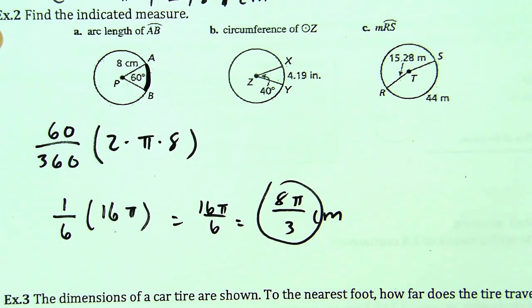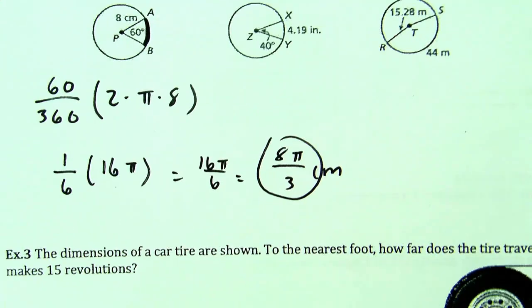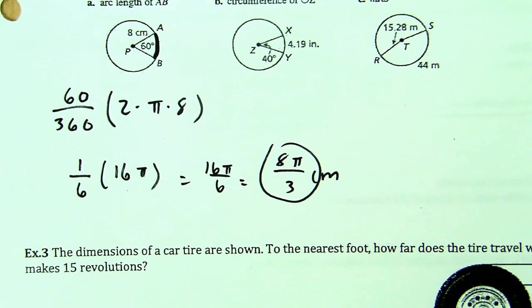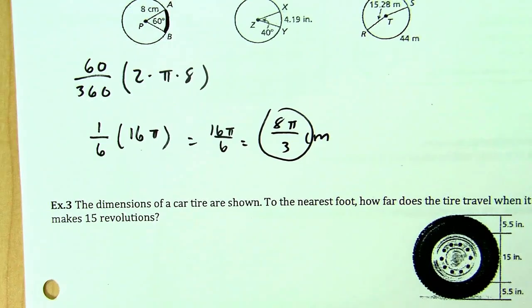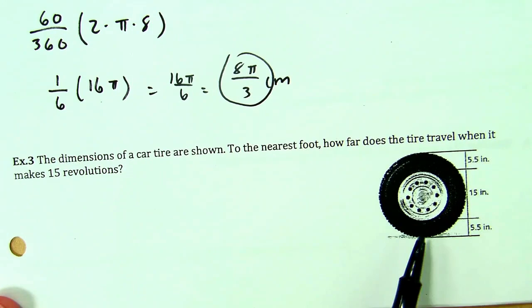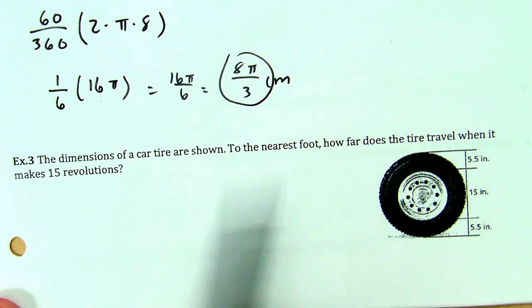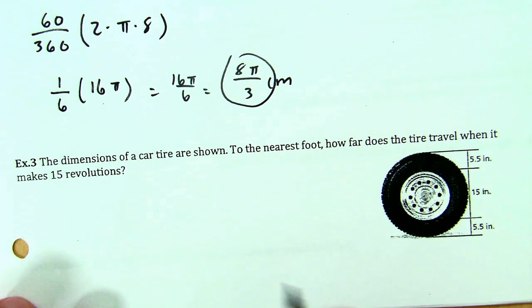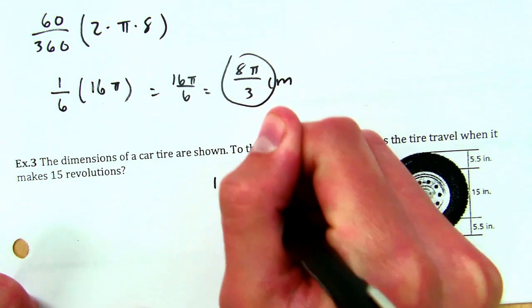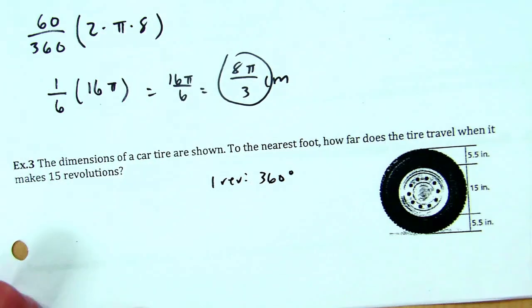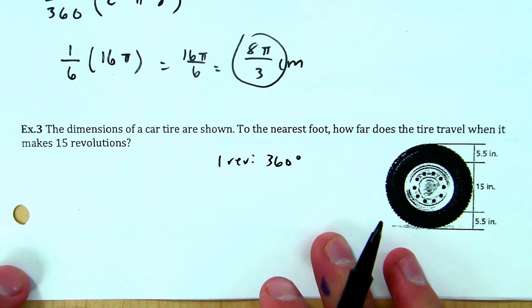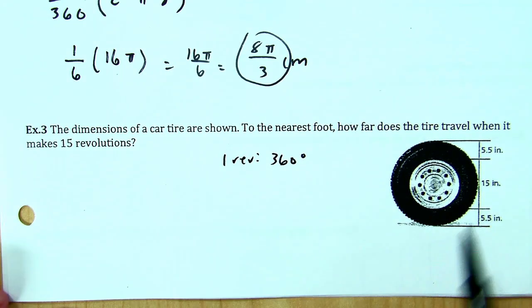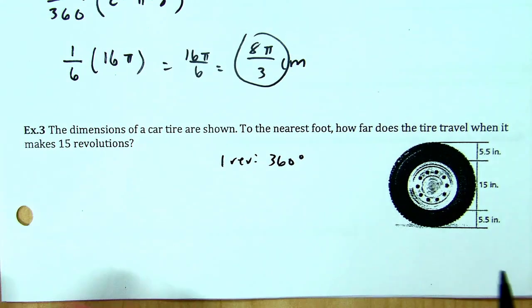Okay. This lesson is going to really lend itself well to story problems and different applications of that, so we'll do a couple of those here. You have a car tire here, and it's making revolutions as it spins around. Just keep in mind that one revolution is 360 degrees as you go all the way around. To use this formula, you need to know the radius.